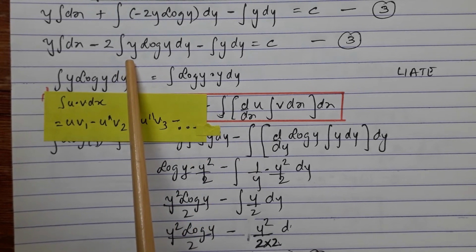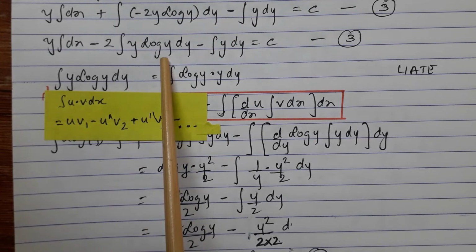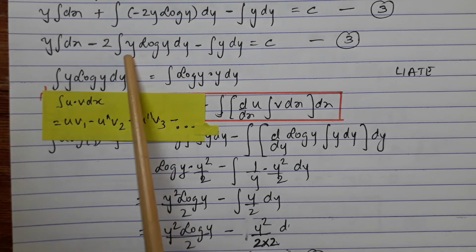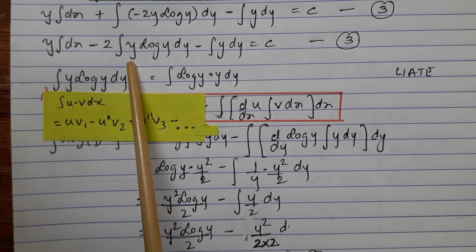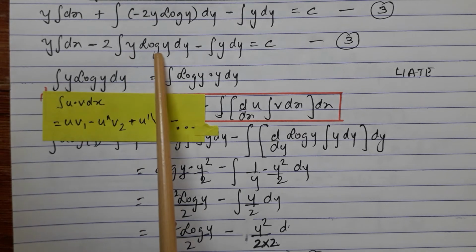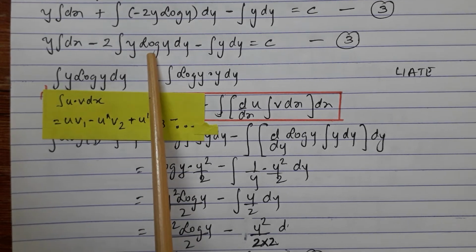Now, let us look at this integral of y log y. This is in the product form where one term, y, is algebraic, and the second term is logarithmic. So we'll have to use the product rule, uv.